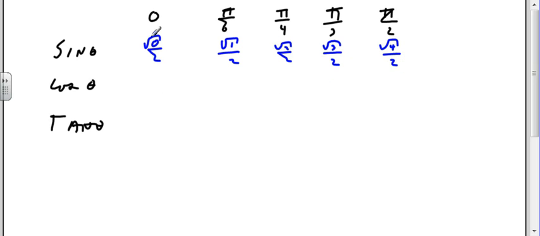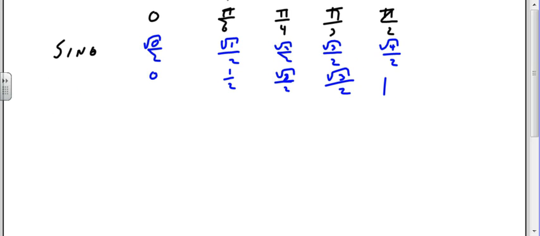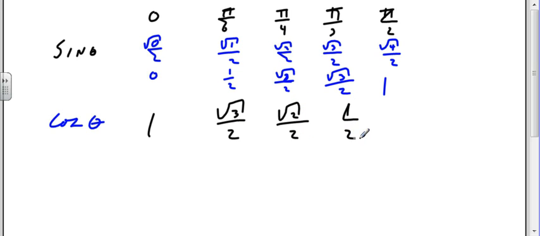And then I normally don't write that down. I normally put a 0 and a 1/2 and a square root of 2 over 2, and a square root of 3 over 2 and a 1. And then the cosine goes the opposite way. So cosine, the 1 goes first, the square root of 3 over 2 goes second, the square root of 2 over 2 stays in the middle, and then the 1/2 and 0.